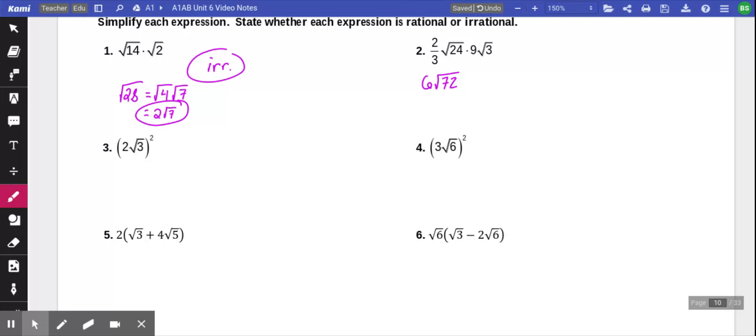So the question becomes, what's a perfect square that goes into 72? You should start with the larger numbers and work your way down because we want to find the largest perfect square that does this. The answer is going to be 36 times 2 is 72. So we can say this is 6 square root of 36 times the square root of 2. Square root of 36 is 6, so this becomes 6 times 6 square root of 2, which just ends as 36 square root of 2 as our final answer, completely simplified. And it's irrational because we have a radical left over.